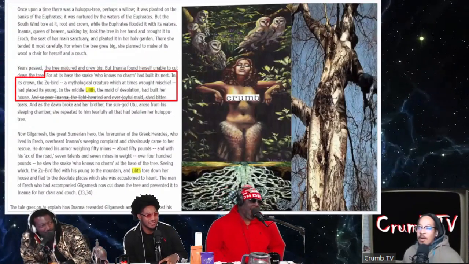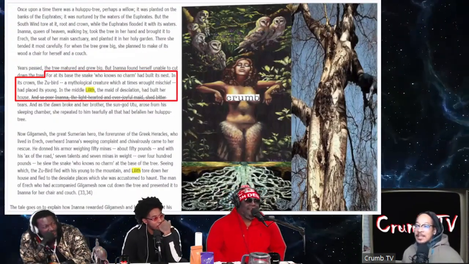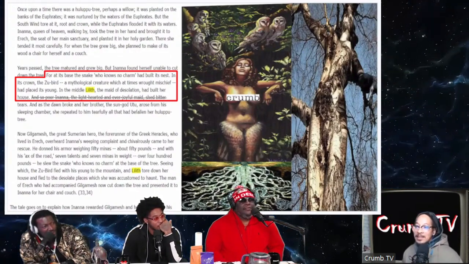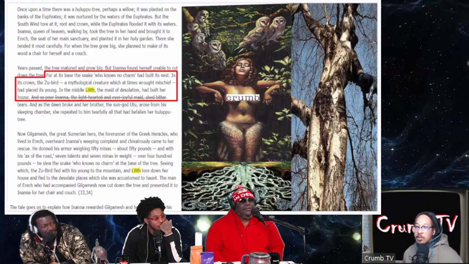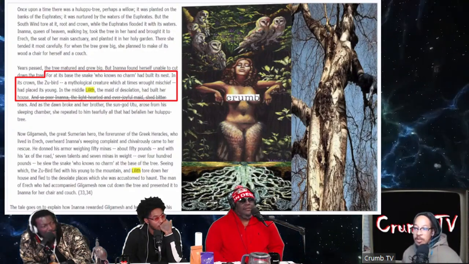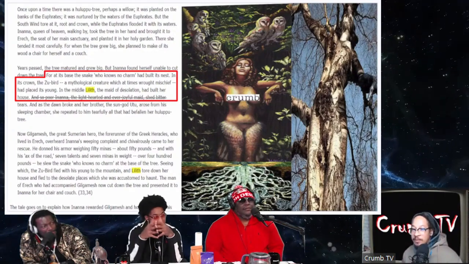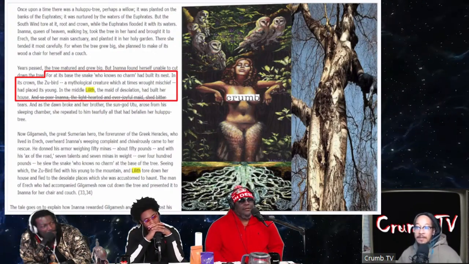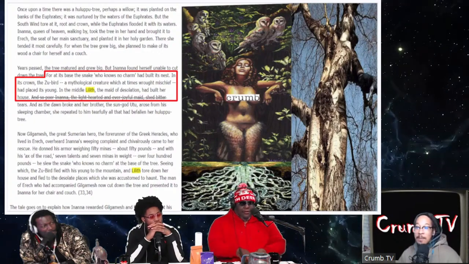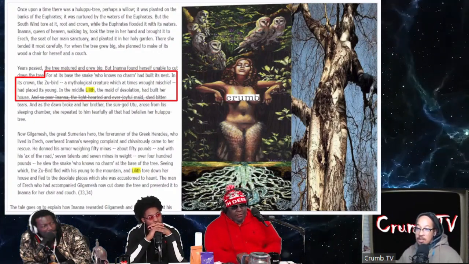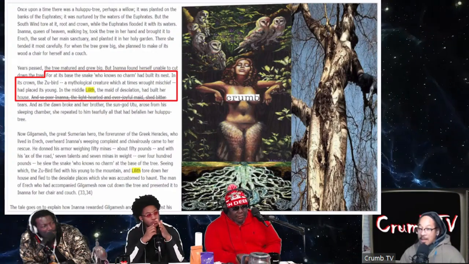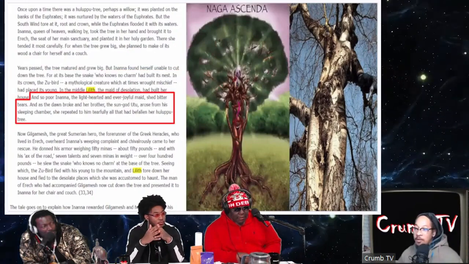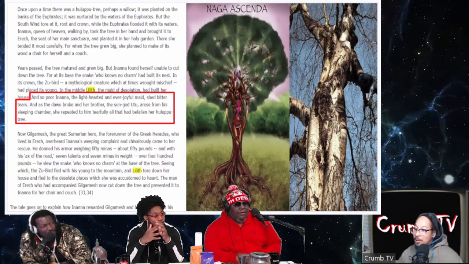For at its base, the snake, who knew no charm, had built its nest. In its crown, the Zu bird, a mythological creature which at times wrought mischief, had placed its young. In the middle, Lilith, the maid of desolation, had built her house. This is all in the tree that Inanna wanted. And so poor Inanna, the light-hearted and ever-joyful maid, shed bitter tears.